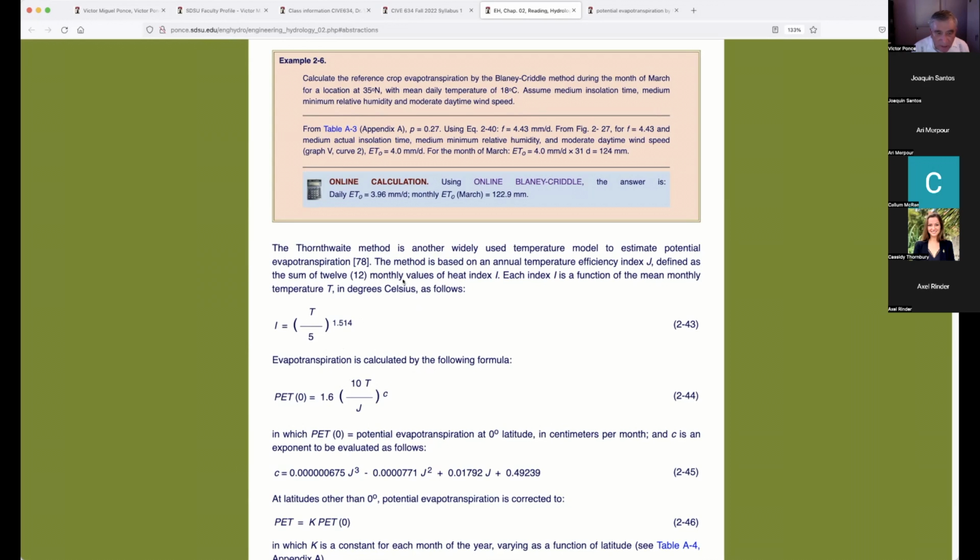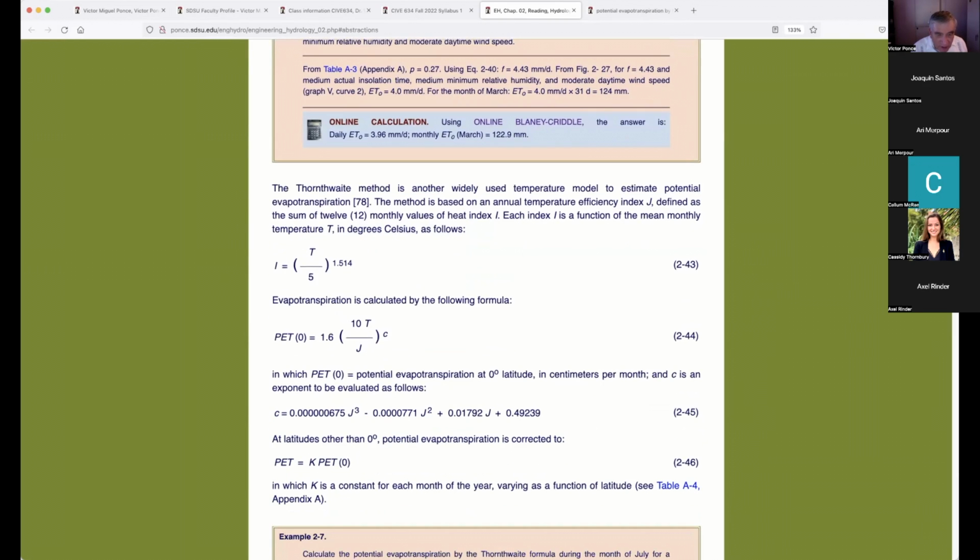And J is the sum of the 12. So we calculate first the monthly heat index, then we sum all of them, we calculate the J, and then we put the T over here for every month, with the J being the sum of the annual temperature efficiency index. So this formula looks kind of complicated, but algebraically is very easy to do. And in our calculator, as you can see, it's going to work really well.